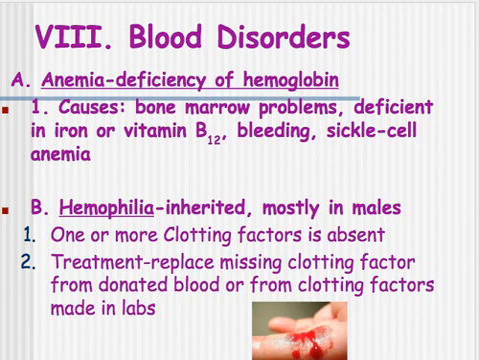The other thing that you need to understand is hemophilia. Hemophilia is something that's inherited. It's more often in males than in females. It is a sex-linked trait. And one or more of those clotting factors is absent. I think I mentioned this a little bit. So for treatments, they can give you blood products. Believe it or not, when you give blood, you can give just blood products.